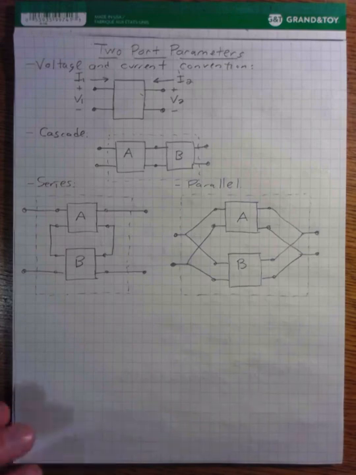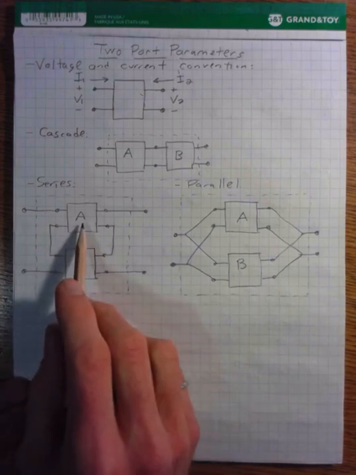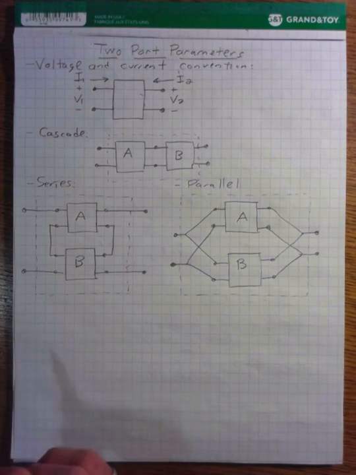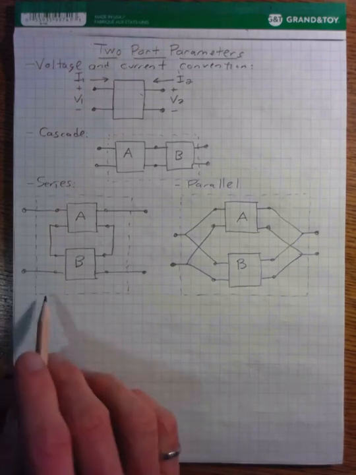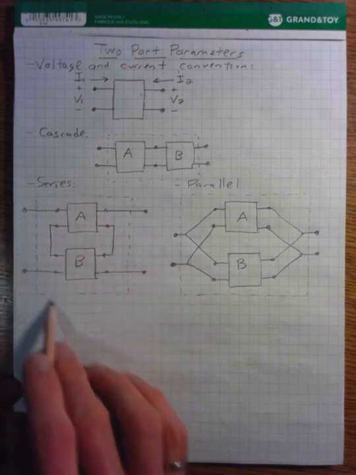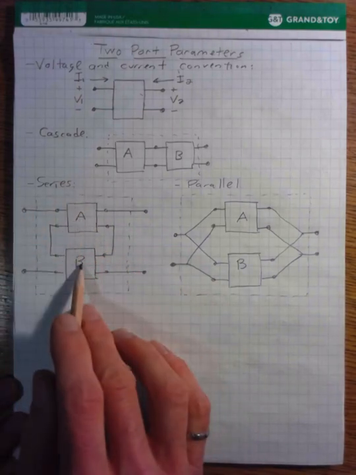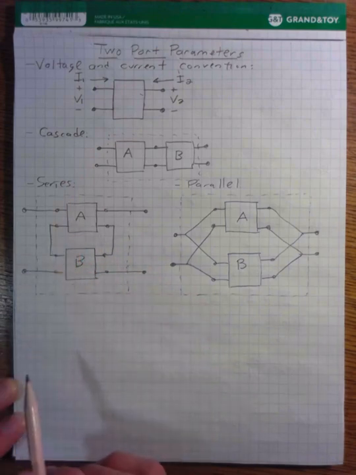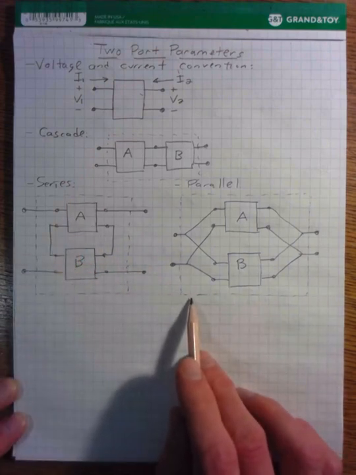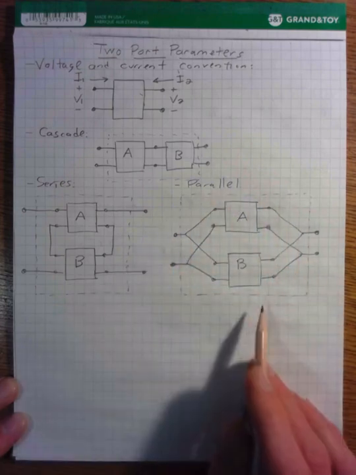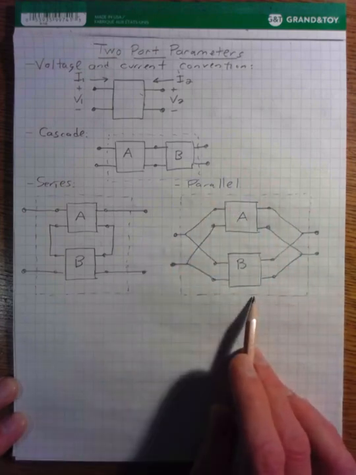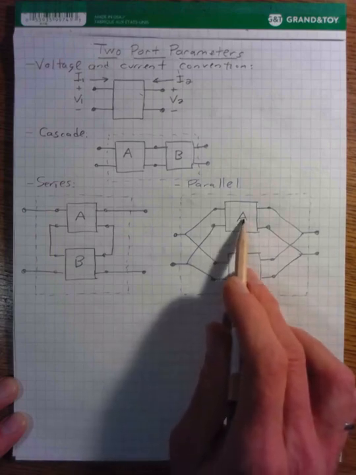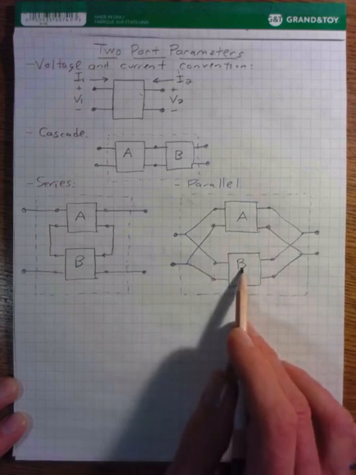So for example, if you're connecting your systems in series, as I've shown here, the Z parameters are really convenient because the overall Z parameters for this interconnected system is just the sum of the Z parameters for A and B. If you're connecting them in parallel, the Y parameters are really convenient because the Y parameters for this overall system is just equal to the sum of the Y parameters for A plus the Y parameters for B.